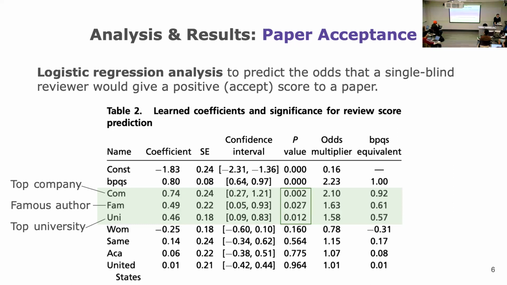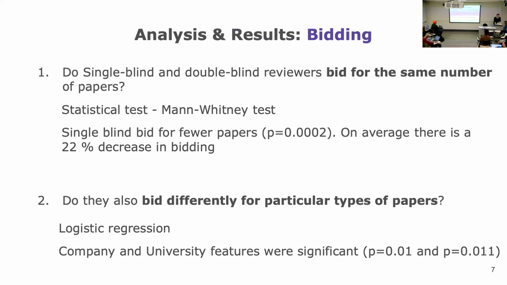After this, they also did some analysis of the bidding part, and they asked two questions. The first one was if single blind and double blind reviewers bid for the same number of papers. They used another statistical test, and they saw that single blind reviewers would bid for fewer papers. And on average, there was a 22% decrease in bidding in single blind when compared to double blind.